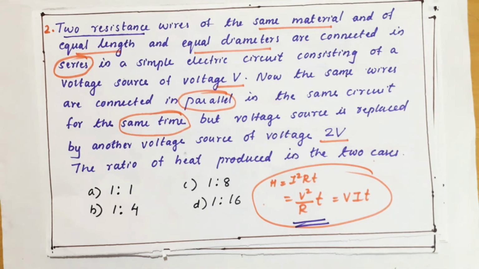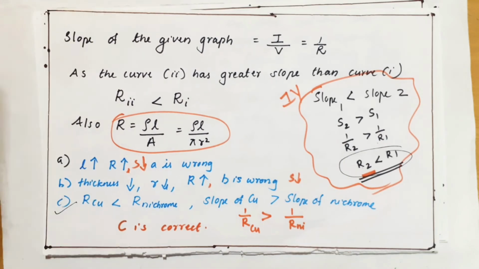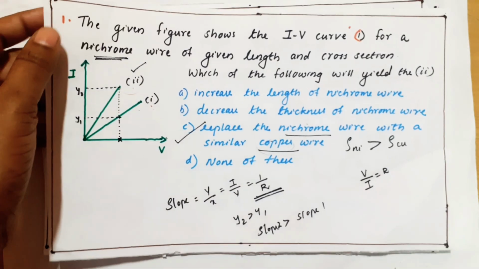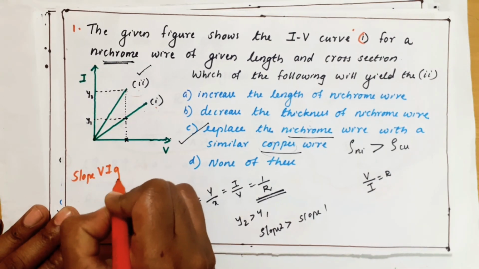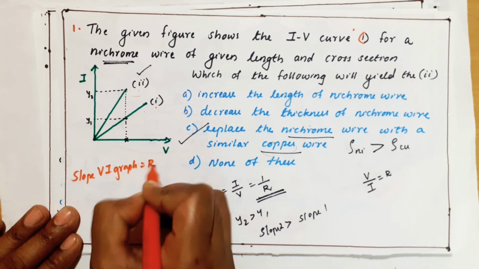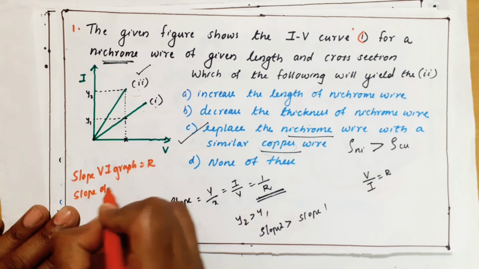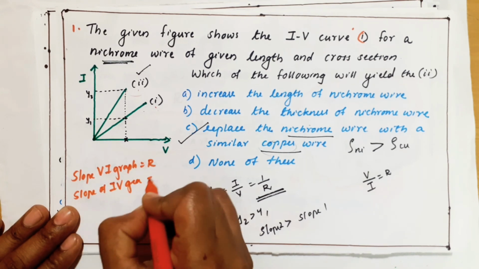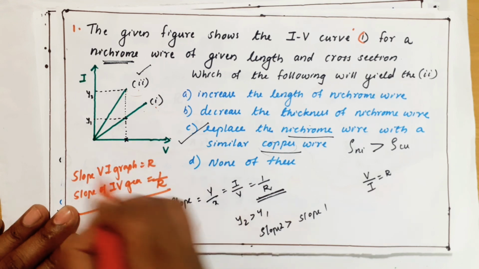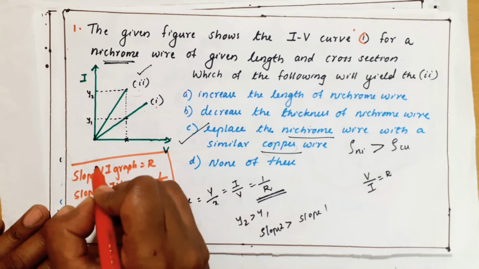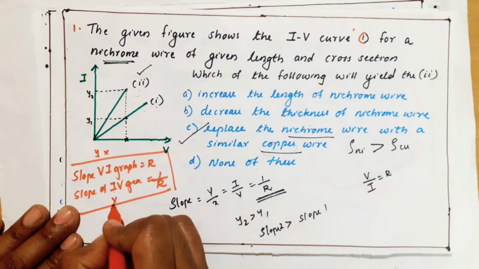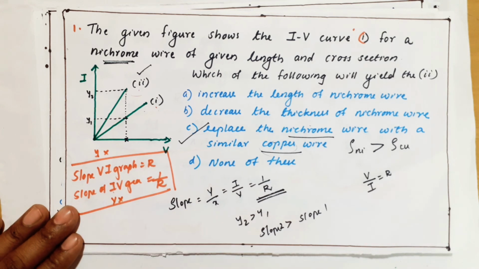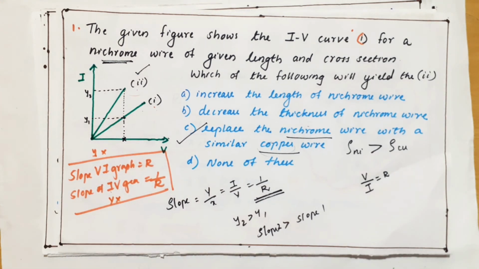And the first thing I told is a very important thing: the slope of the VI graph gives resistance, but the slope of the IV graph represents 1 by R. Remember, very important. What is the meaning of VI graph? Y-axis is V, x-axis is I. What is the meaning of IV graph? Y-axis is I and x-axis is V. Slope of VI graph gives resistance, whereas slope of IV graph gives 1 by R.